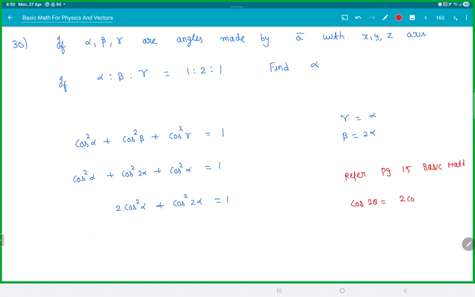Cos 2 theta can be written as 2 cos square theta minus 1. So if you bring that thing this side, I can play like this. 2 cos square alpha minus 1 plus cos square 2 alpha is 0. So 2 cos square alpha, this would become cos 2 alpha plus cos square 2 alpha. I can take out cos 2 alpha common.